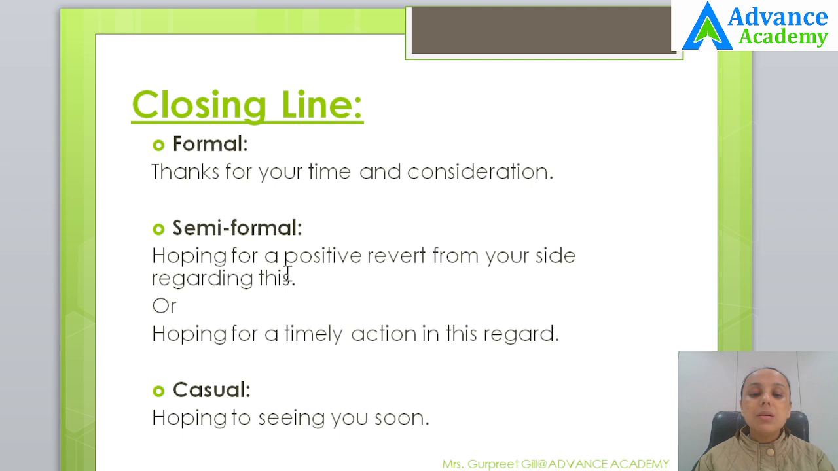So you might close the letter by saying this, while the casual letters can be closed by stating hoping to see you soon, or looking forward to seeing you soon. So the closing lines are also perfect spaces where you can show to your examiner that you know the difference between the tones of formal, semi-formal and casual letters.